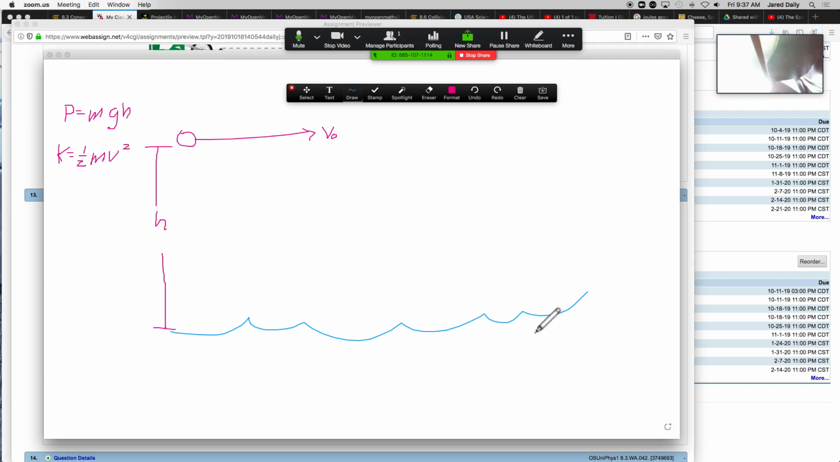At the bottom, we're going to call this elevation here h equals 0. So does it have any potential energy at h equals 0? No, because h equals 0, right? But what other kinds of energy does it have? So it's fallen down, and now it has a velocity in this direction. V final.